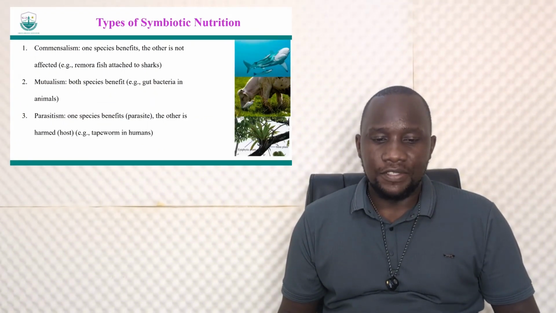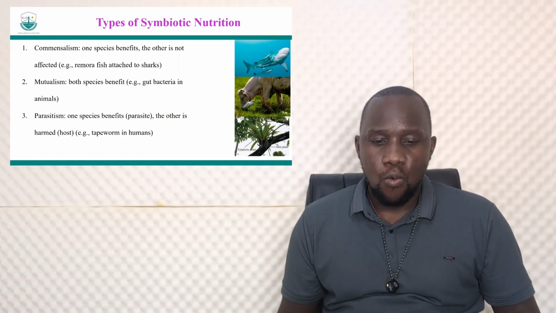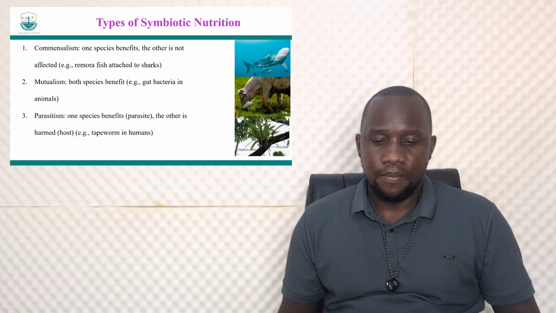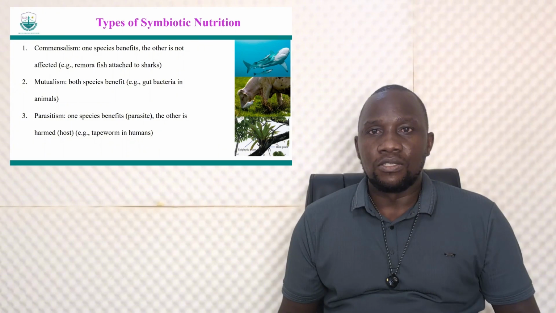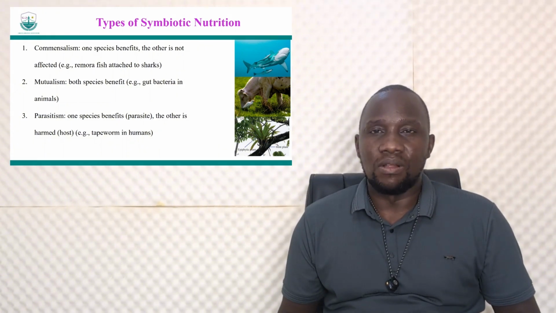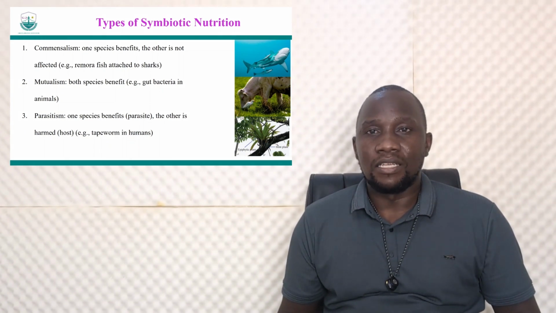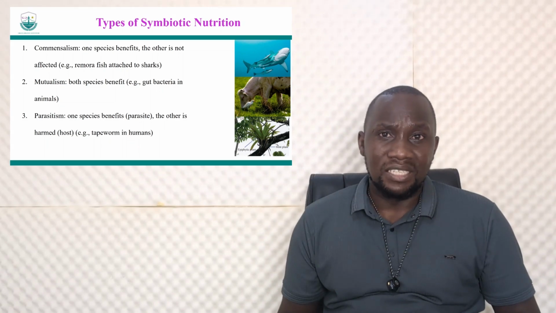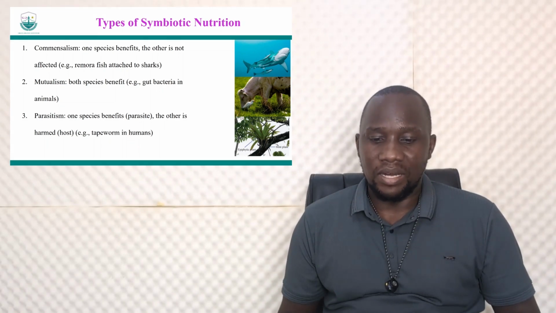We have commensalism. With commensalism, one species benefits and the other is not affected. And this is what you can see in the fish called remora when it gets attached to the sharks. So what happens is that as this remora fish is attached to the shark, it can increase the opportunities of getting itself food, and the shark will not feel any impact related to it.